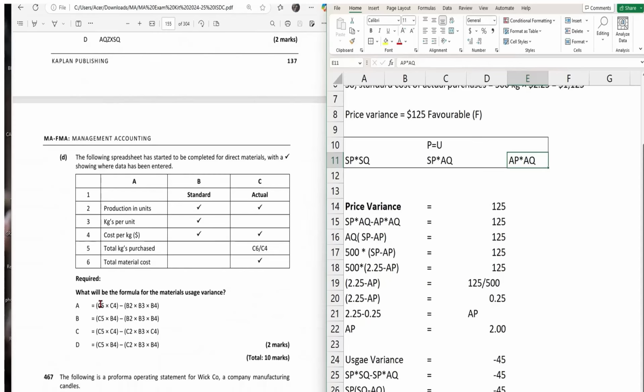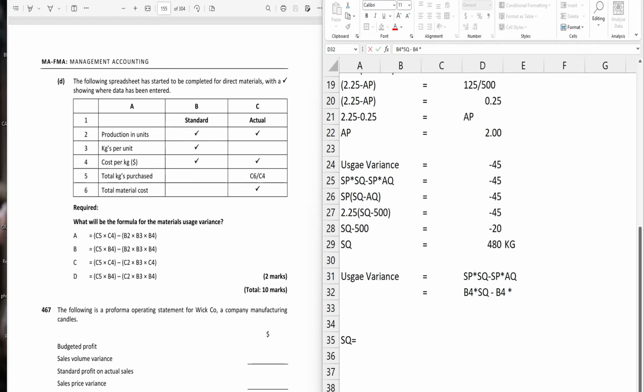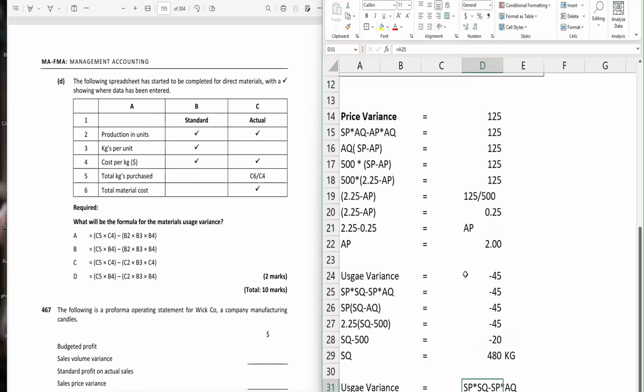Now let's move to the next question, D. The following spreadsheet has started to be completed for direct material, with a tick shown where data has been entered. So what is the formula for the material usage variance? Video got stopped, so I'm re-recording from where I left off. So we were discussing part D, that's the material usage variance, and the formula we have written down here from the above chart.